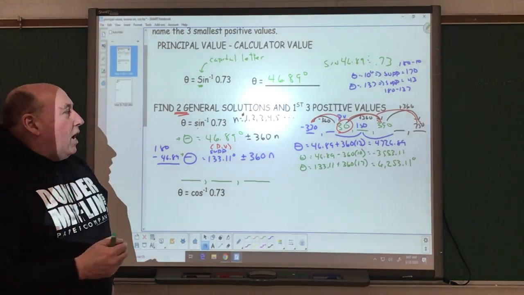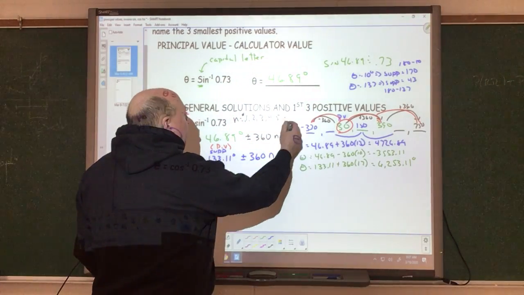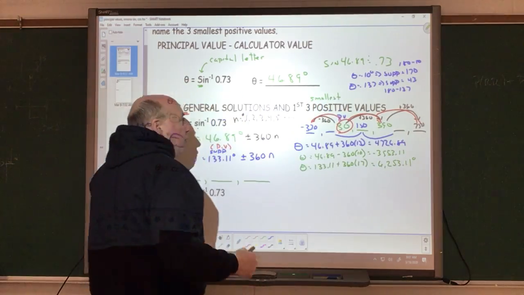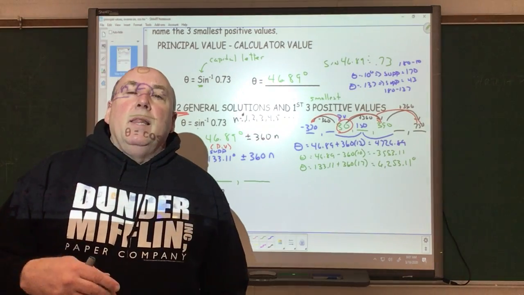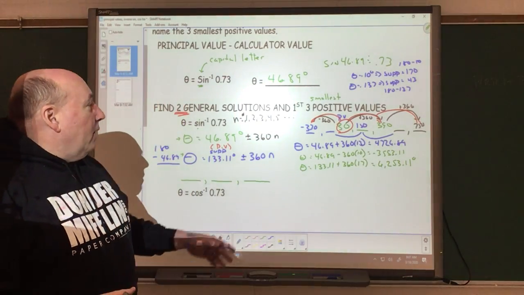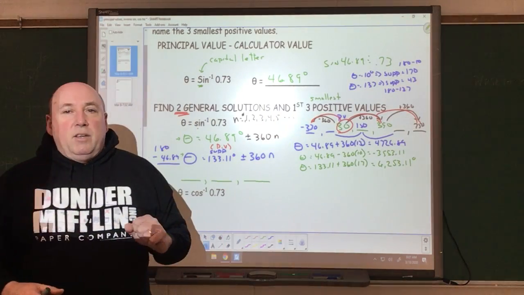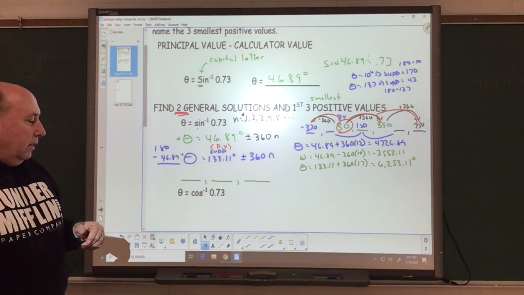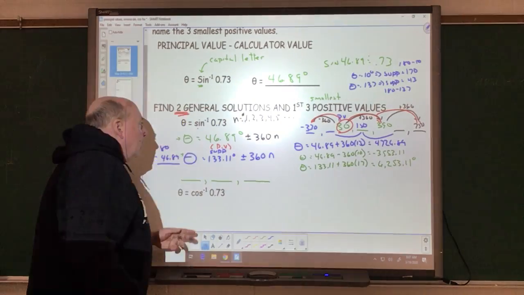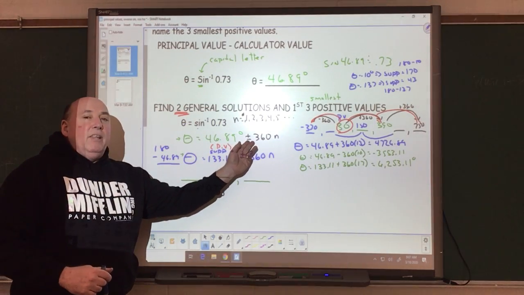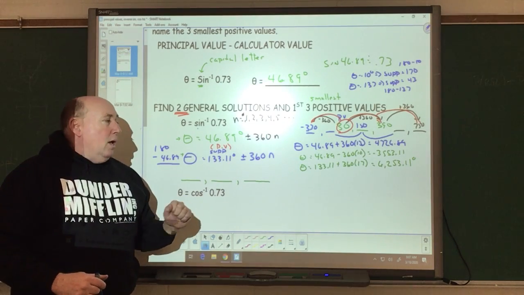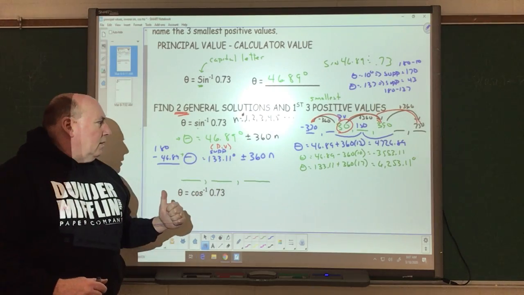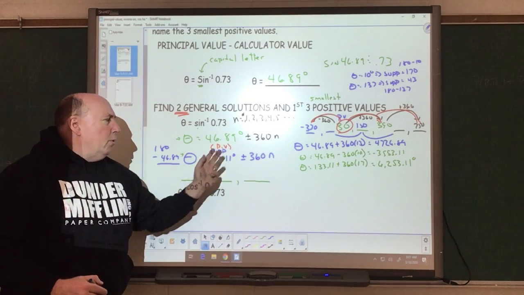My next job is to find the first three positive. That means the smallest. The first three positives, that's the direction you'll see in the book. That just means the smallest values. I want to find the first three smallest positive values that would work for this. So I'm going to get my blanks here. If I take a look at my formulas, this tells me I take 46.89. I can either add or subtract 360 degrees. Well, if I subtract 360 degrees, I'm going to be negative. So my smallest positive value here would be 46.89.